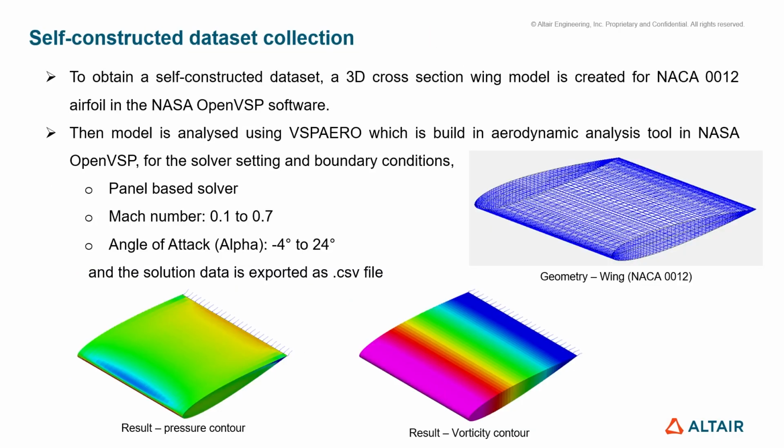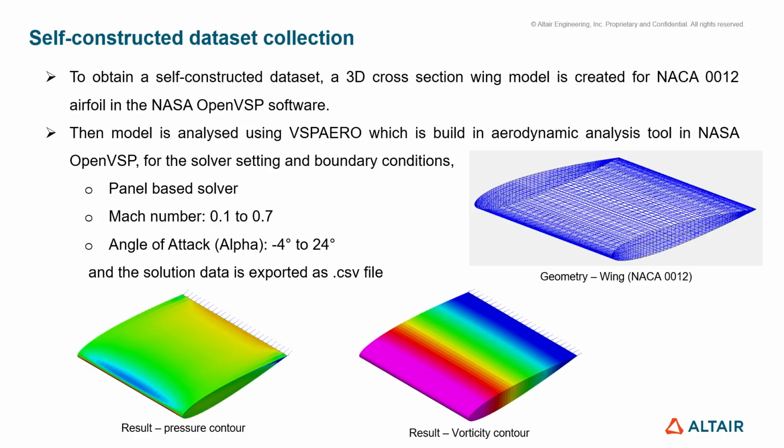The second approach, creating the custom dataset, the self-constructed dataset collection. With the first model success, I was ready to take it to the next level. This time, I wanted to work with a full 3D wing, so I designed a NACA 0012 wing in NASA OpenVSP software and then used its built-in tool VSPAERO to generate my own dataset.